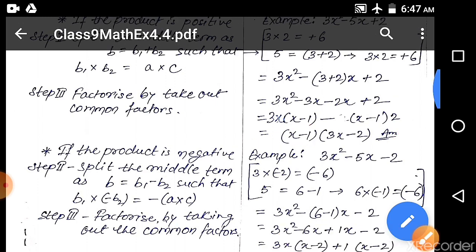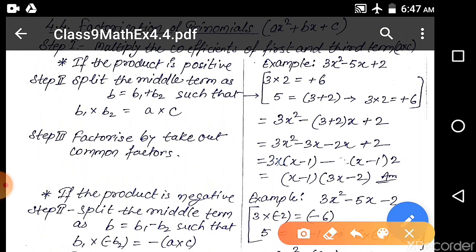Now this is the condition when we have the product as positive. If the product of a and c is positive, that means here in the example we got plus 6 as the product.